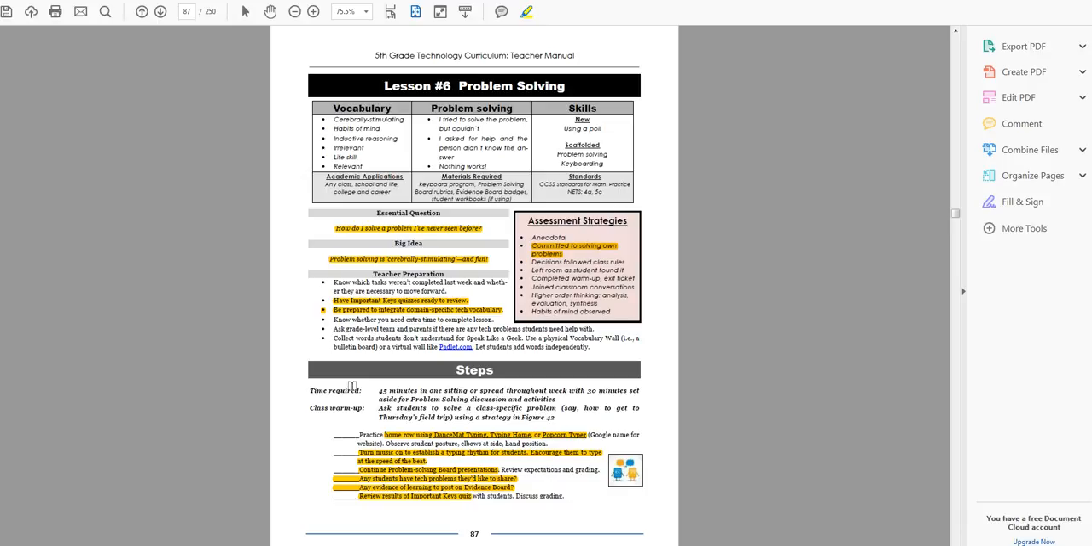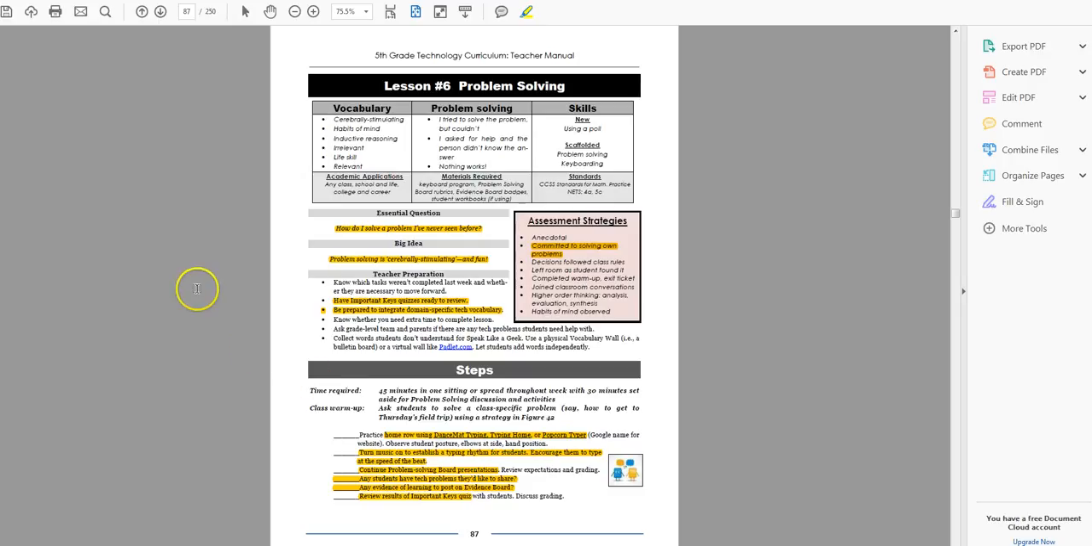But it's also circled back on constantly throughout the year because you want them to make that a habit, that they see a problem, they try to solve it. They don't see a problem and look for someone to solve it. You want them to be their own first solution.